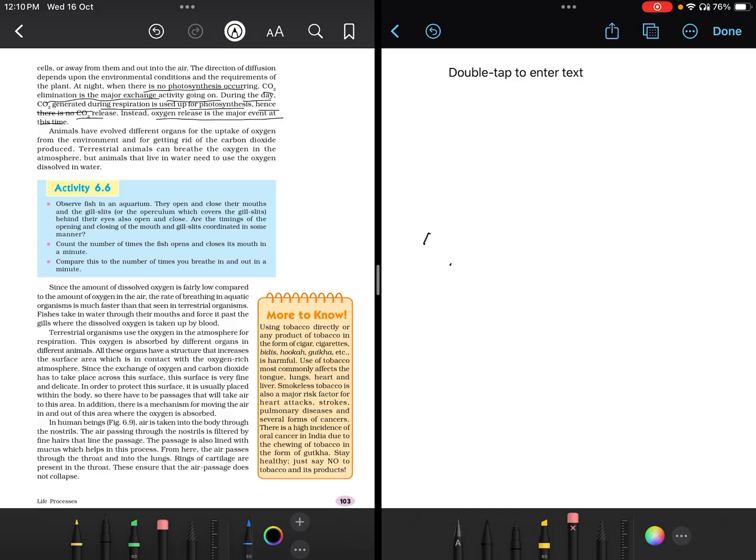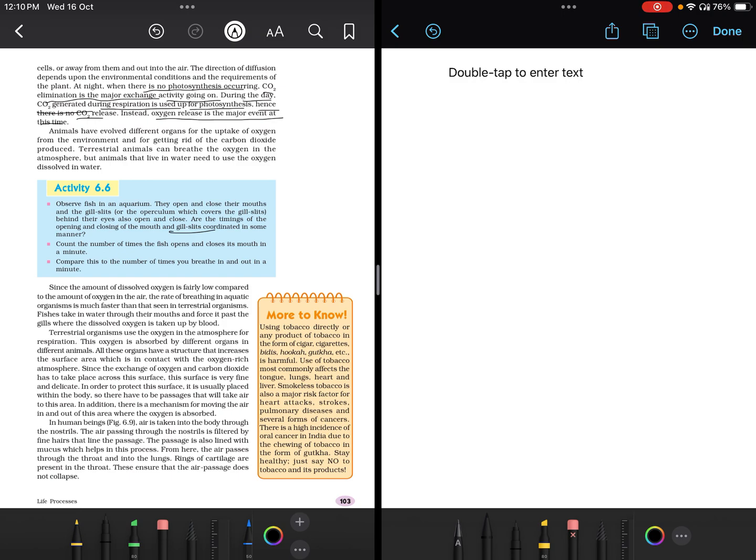Now coming to the next paragraph: animals have evolved different organs for the uptake of oxygen from the environment and for getting rid of the carbon dioxide produced. Terrestrial animals can breathe the oxygen in the atmosphere, but animals that live under the water need to use oxygen dissolved in the water. So underwater organisms use the dissolved oxygen in water. There is an activity, and I guess you will go through it. They have gill slits. You got this in class 9 biology also, and you will get this again in class 11.